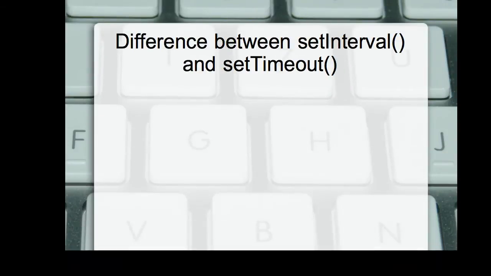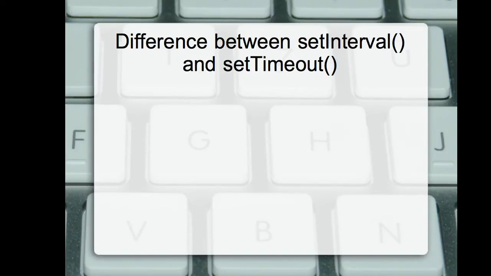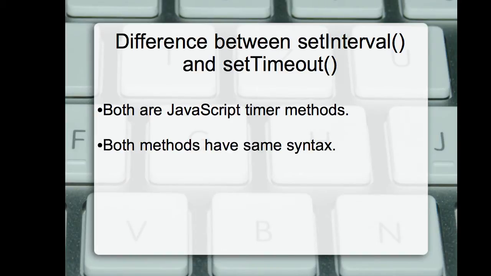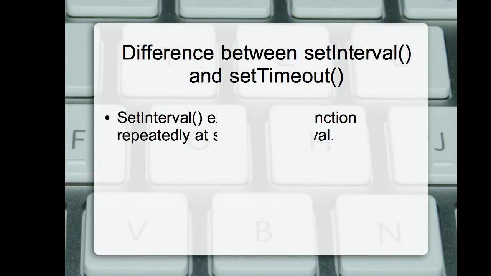Do you know the difference between setInterval and setTimeout methods in JavaScript? Both these methods are JavaScript timer methods, and both these methods have the same syntax. The setInterval method executes the function repeatedly at specified intervals.